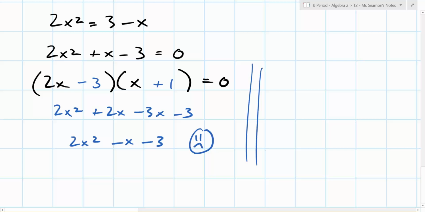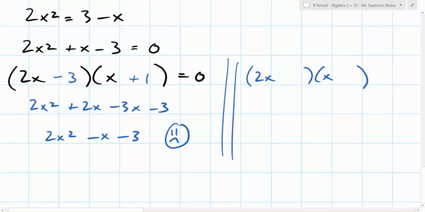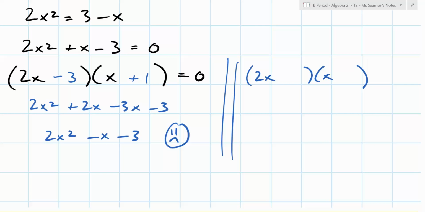Don't erase it. Just try again. So we'll keep the 2x and the x. What do you want to change? The 3 and 1. You want to change the sign. Make it plus 3 and minus 1, because what's the only thing that's wrong there? If the sign is the only thing that's off, just switch the sign. Equals 0, let's test it.